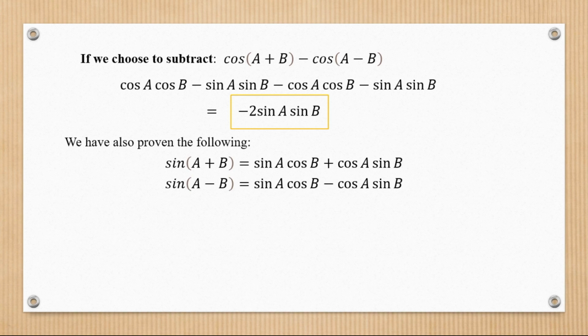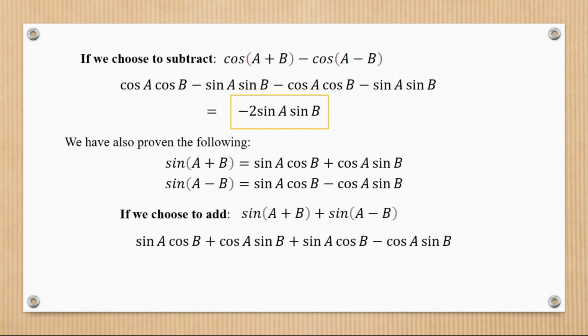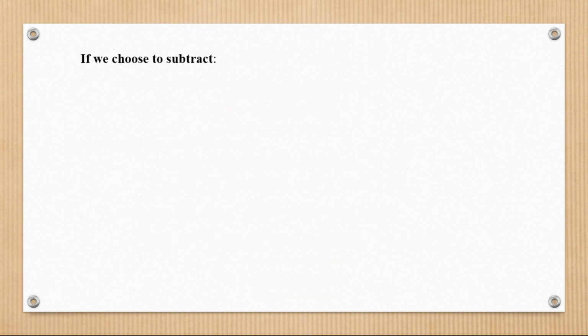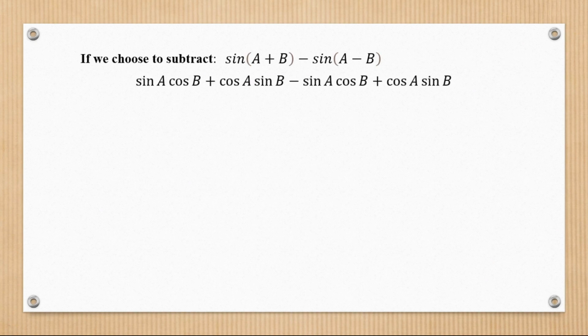Let's see what happens when we choose to add. If we add the two, we have that, then we'll have this happening, and this and this will cancel, and we remain with 2 sin A cos B. That's how we derived another important formula. Alright, let's see what happens if we choose to subtract. If we subtract, we have that. Then you can see that sin A cos B again cancels.